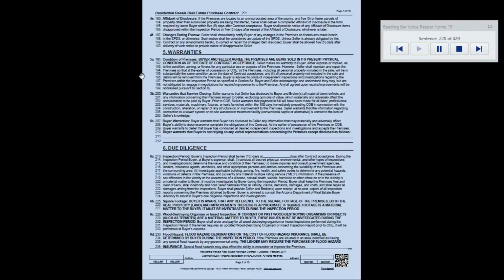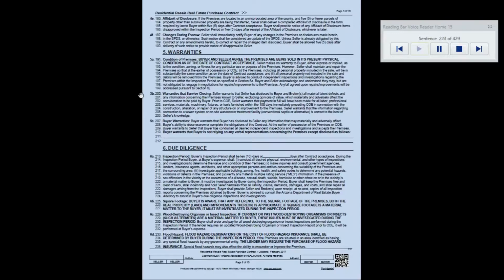Buyer is advised to conduct independent inspections and investigations regarding the premises within the inspection period as specified in Section 6A. Buyer and seller acknowledge and understand they may, but are not obligated to, engage in negotiations for repairs or improvements to the premises. Any and all agreed upon repairs or improvements will be addressed pursuant to Section 6J.